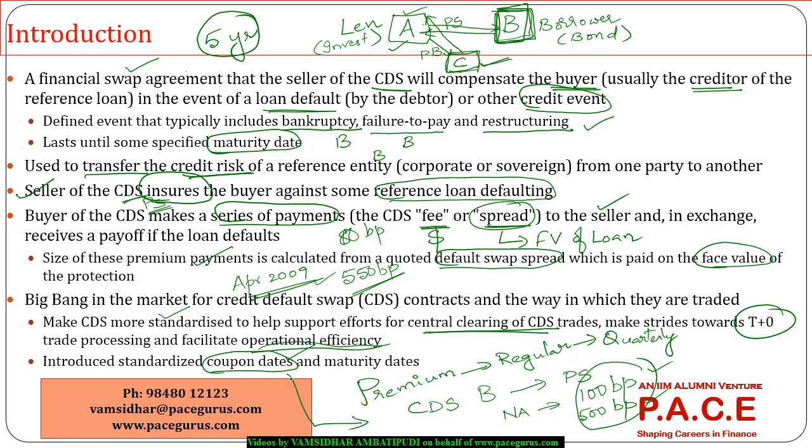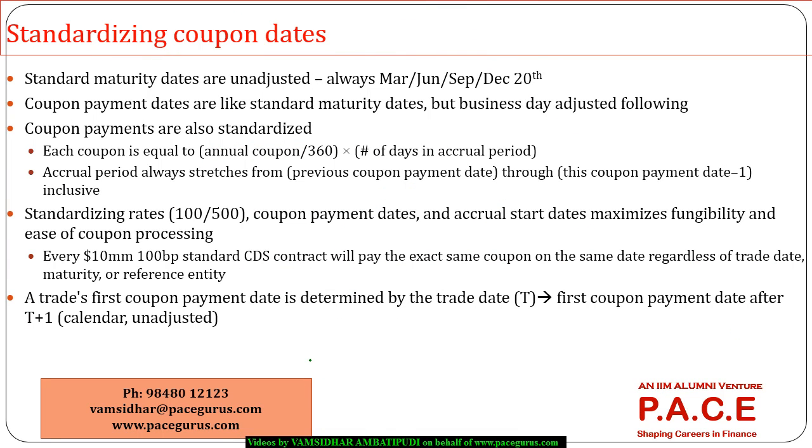Even the coupon dates, instead of having any date, there are only 4 dates per year that have typically come out, which is quarterly. So even that has standardized the overall process. The coupon payment days and the maturity dates are also streamlined. So standardization has really brought lots and lots of efficiency into the operations of the credit default swap. Talking about the standardization with respect to the dates, the standard maturity dates are unadjusted. So they are quarterly: March, June, September and December 20th. They will be the maturity dates of the CDS.